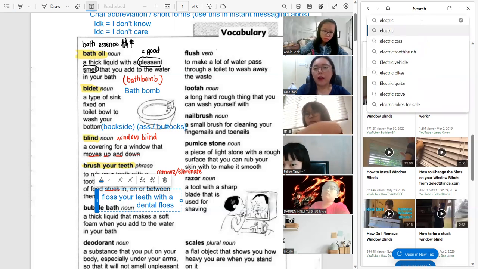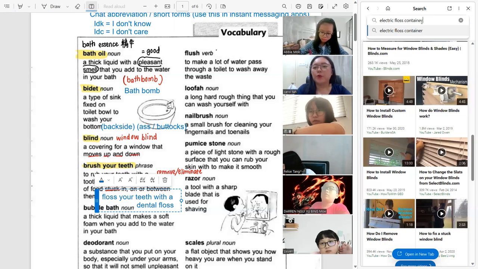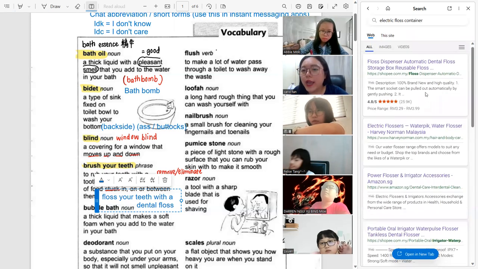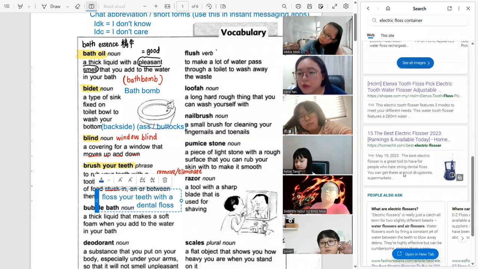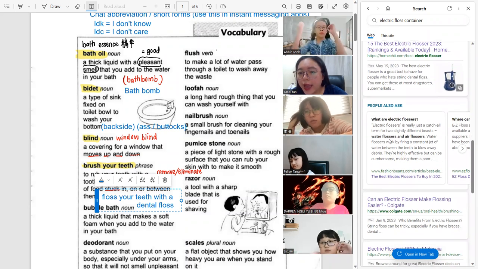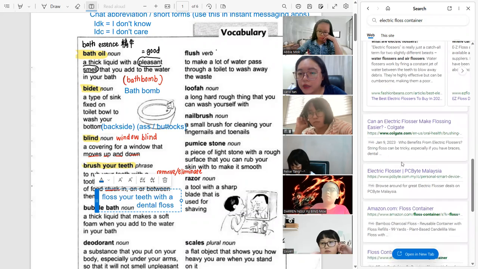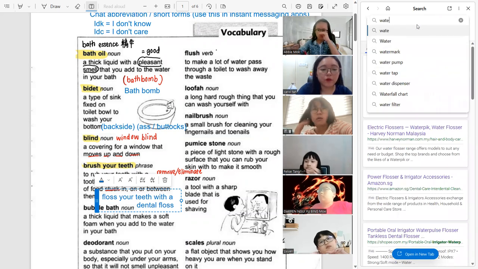Understand? Yeah, just now Yutong said this. Electric toothbrush. What is it? No. What is that? It's called this, okay? Electric mouthwash water floss. Yeah, everybody can write this. It's called water flosser. Can you see on the right-hand side? Water flosser. You can write water flosser.